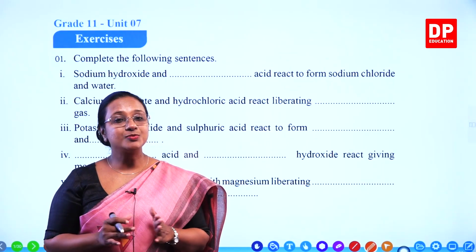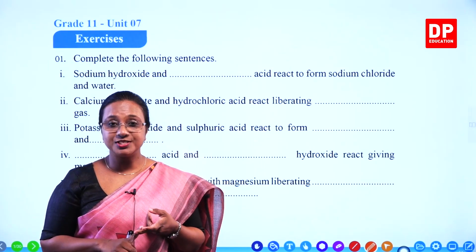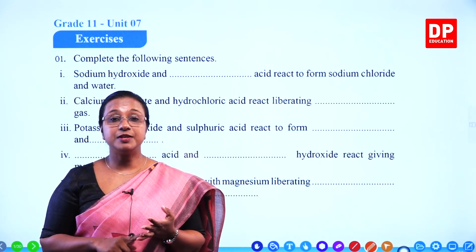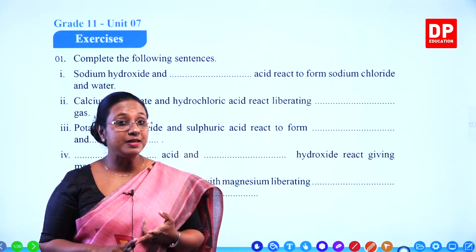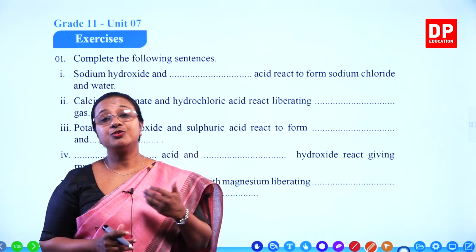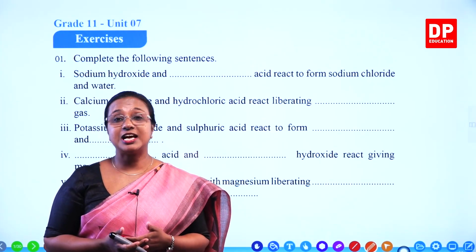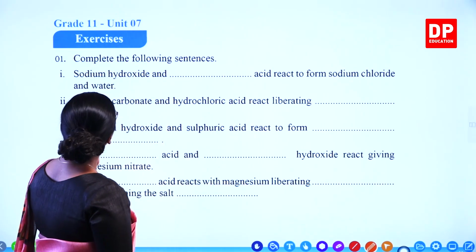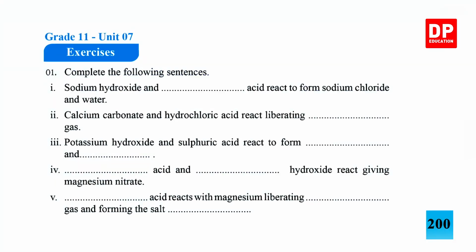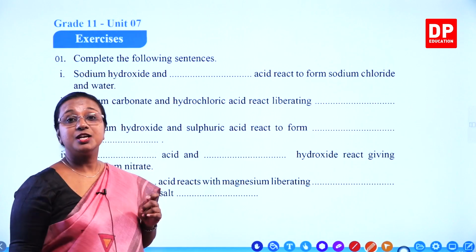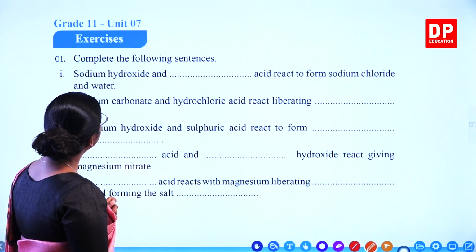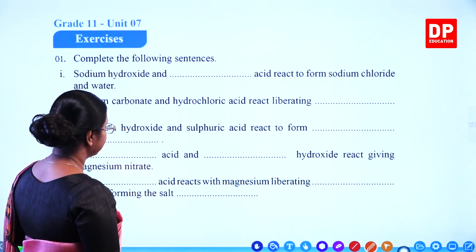So we have discussed what acids, bases and salts are. You all know about indicators, the litmus paper, phenolphthalein, methyl orange and the pH scale, and also you are all familiar with the neutralization reaction. So now we are going to discuss the exercise from your grade 11 textbook, that is unit 7. So the first question, complete the following sentences.